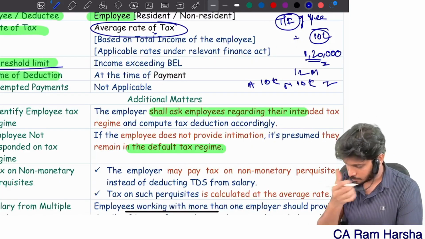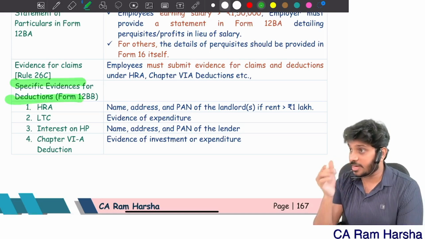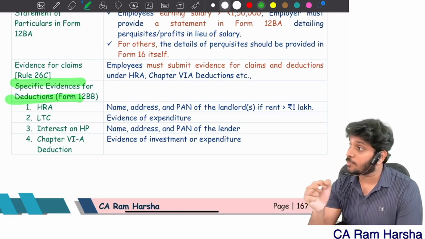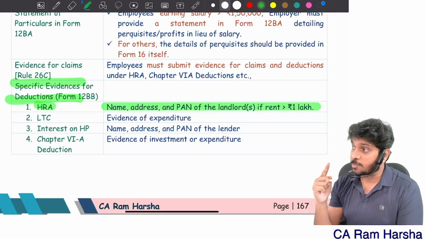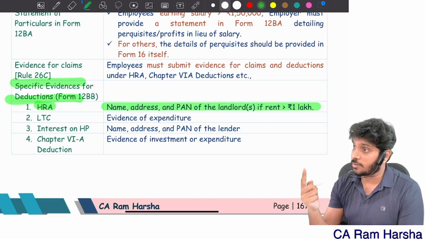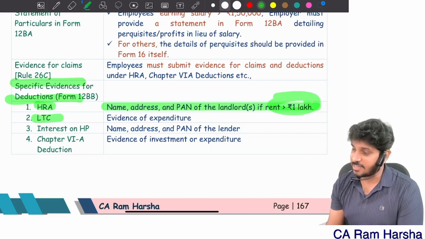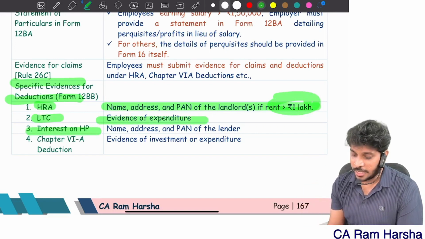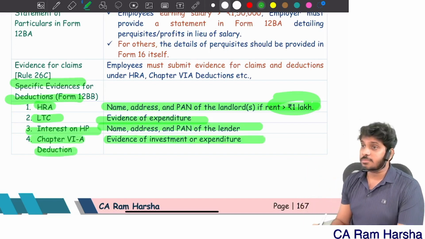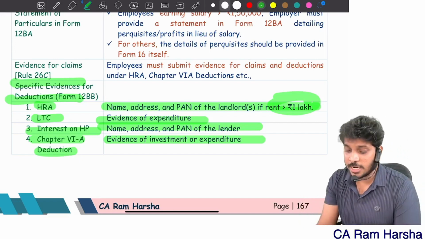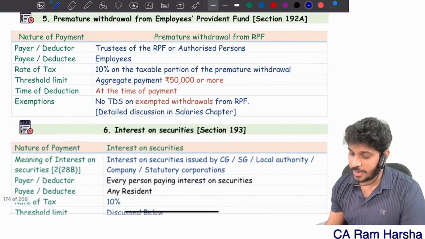Are you clear? Now, you need to ask for some evidence for deductions, because when computing the total income of the employee, he gave me so many deduction details. You should collect evidence. For HRA: to whom he is paying rent, landlord's name, owner's name, PAN number, if the rent paid per annum is more than 1 lakh. Leave travel: travel tickets. Interest on house property: bank statement, bank name. Chapter 6A: investment and expenditure related bills. Those details are required. Sometimes this itself can be asked as a 3 marks question in the theory exam. That's it, 192 is over.